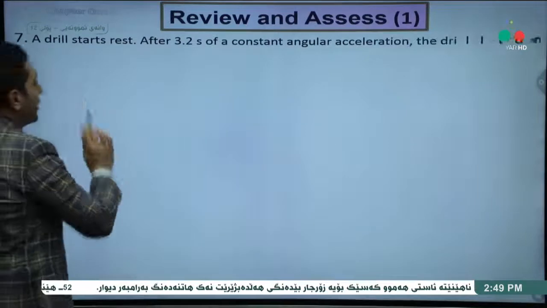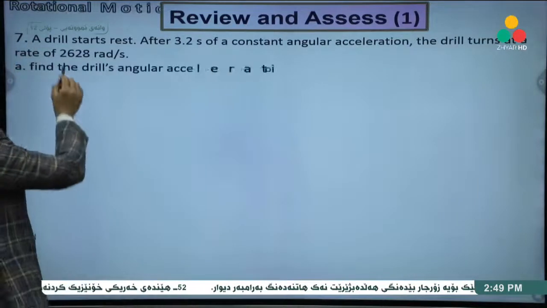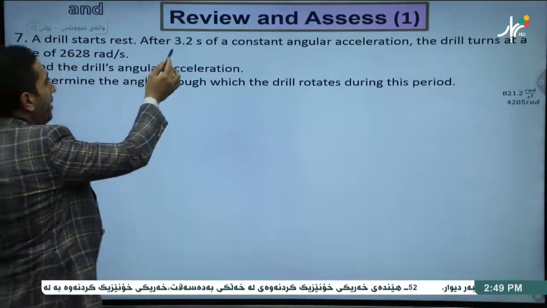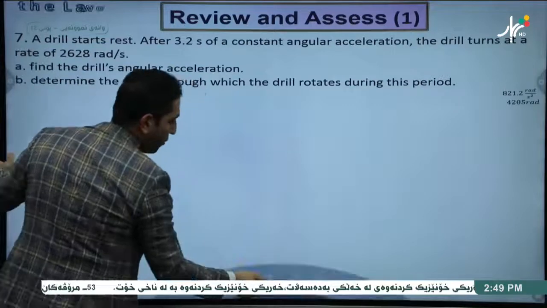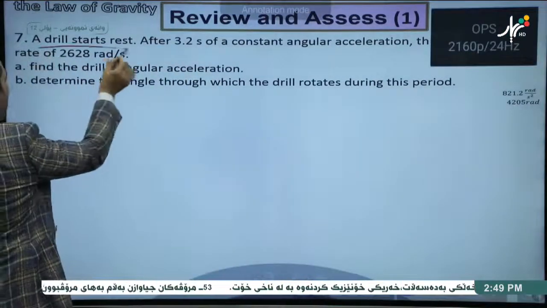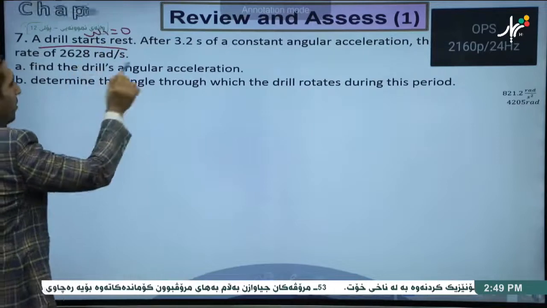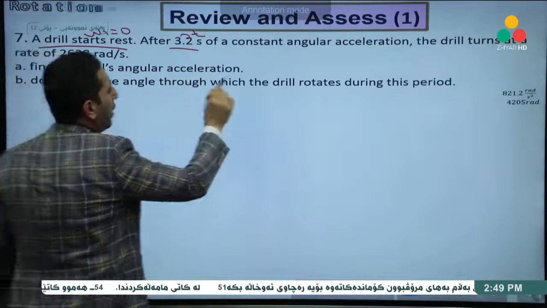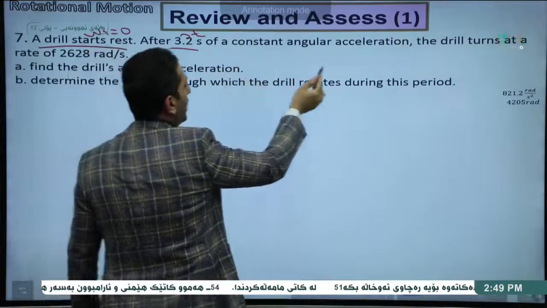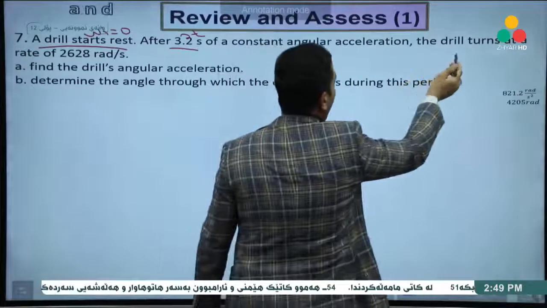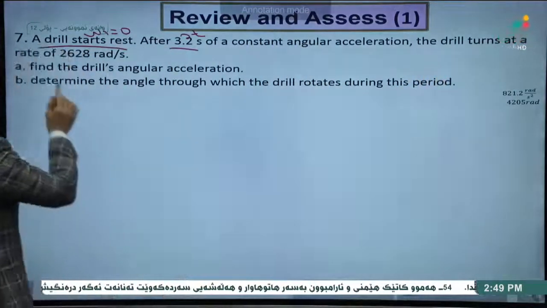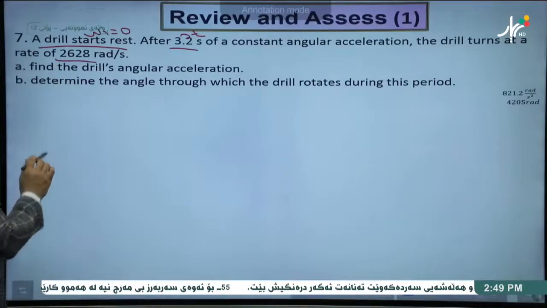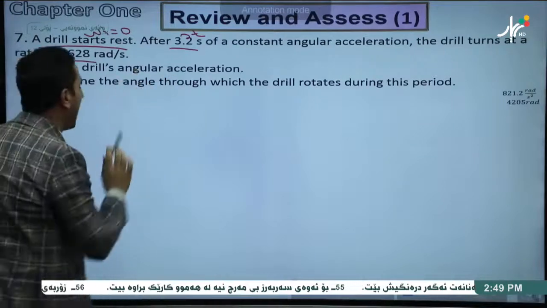Okay. A drill starts at rest. Do you know what that means? Starting at rest means that omega initial is 0. After 3.2 seconds, this is delta t, the time, with a constant angular acceleration, the drill turns at a rate of 2,628 rad per second. Find the drill's angular acceleration.